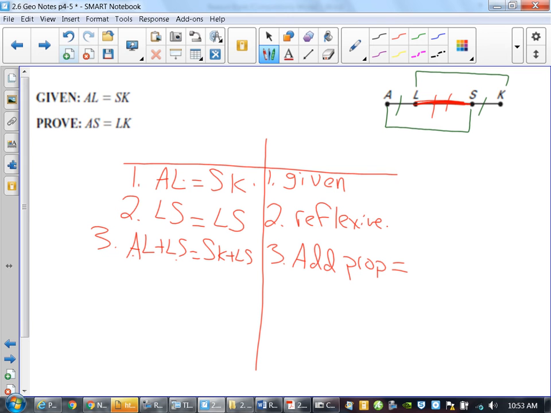But you just subtract. What is AL plus LS equal to in our diagram? Oh, AS. What is SK and LS equal to? What did you do? I added two segments together to get a larger segment. What is that? Oh, that's the whole thing. Very good. That's segment addition.